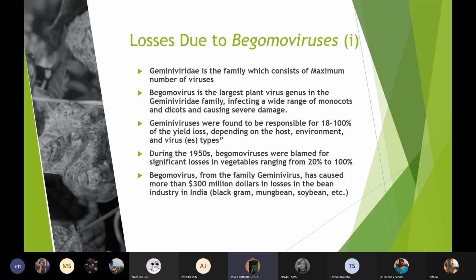When it comes to losses due to the Begomoviruses, geminiviruses were found to be responsible for 18 to 100% of the yield loss, depending on the host environment and the type of the virus. In fact, during the 1950s, Begomoviruses were blamed for around 20 to 100% of the significant losses in vegetables. Also, Begomoviruses have caused more than $300 million in losses in the bean industry in India. That includes crops such as black gram, mung bean, soybean, etc.